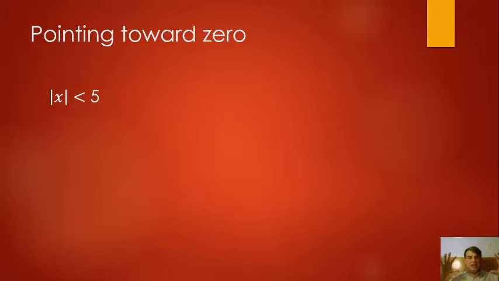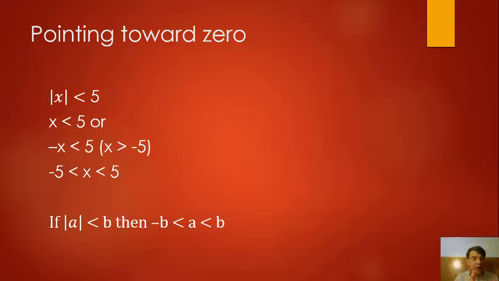Now, the way I've conceptualized this is that in this case, the inequality is pointing towards 0. It's less than 5, so on the number line, 5 is here. It's pointing toward 0. So in that case, let me just skip to the end. When that's the case, if the absolute value of a is less than b, then the answer is going to be in between negative b and b. A is going to be in between negative b and b. If you can memorize that, great. If you can't, let me show you how it makes sense.